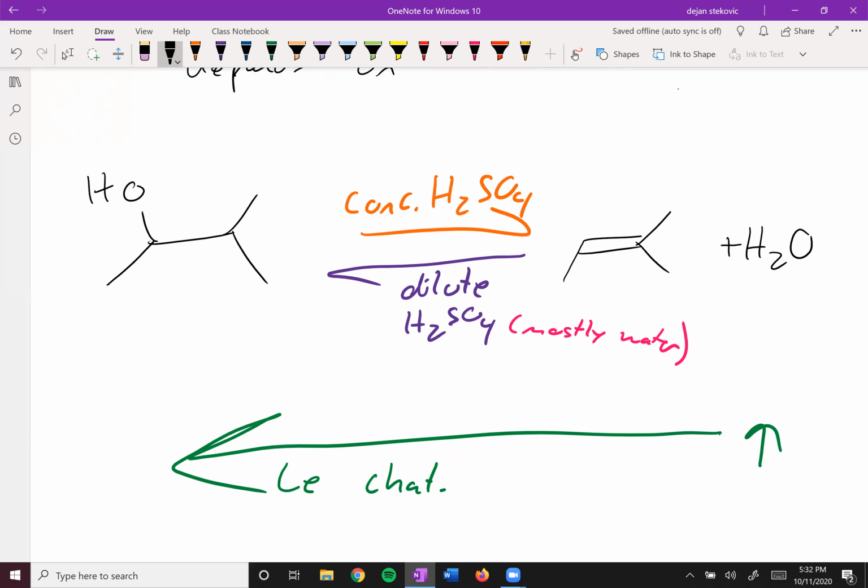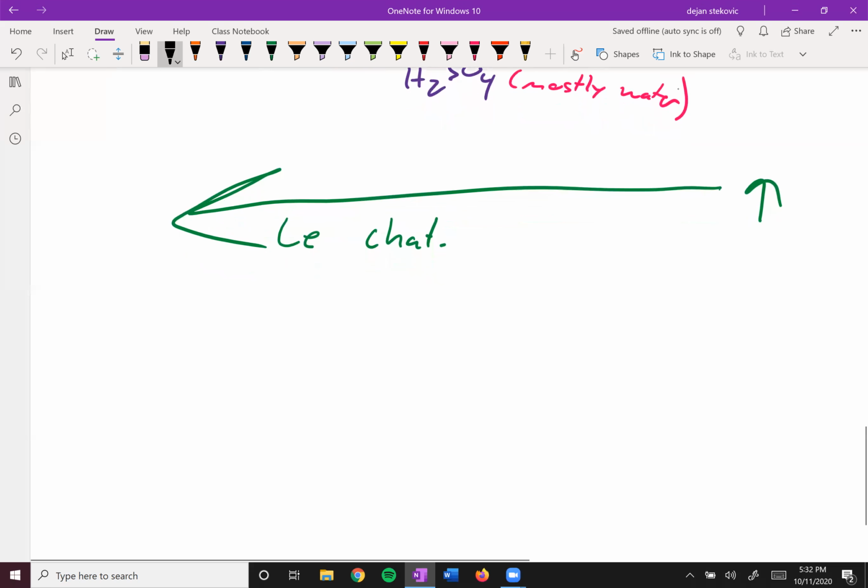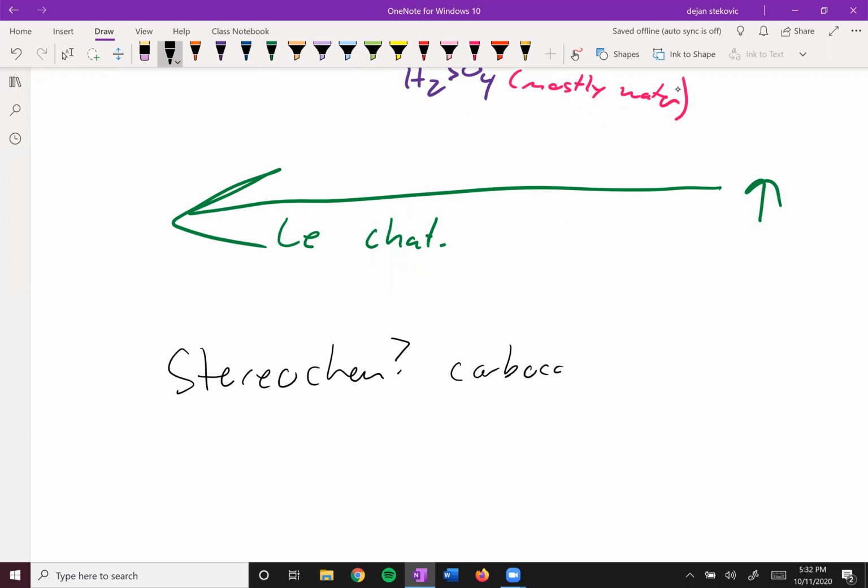And we'll see a lot of this, right? A lot of these reactions are going to be reversible. It just depends on which conditions you put them under. And so just some other things to keep in mind. What about the stereochemistry here? Again, we're going through a carbocation intermediate. And so we'll get a racemic product.